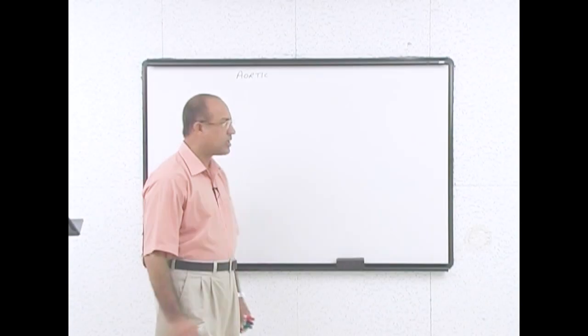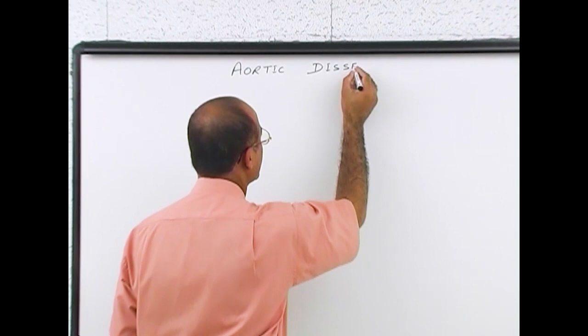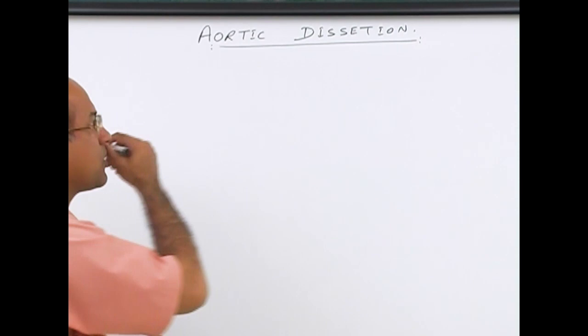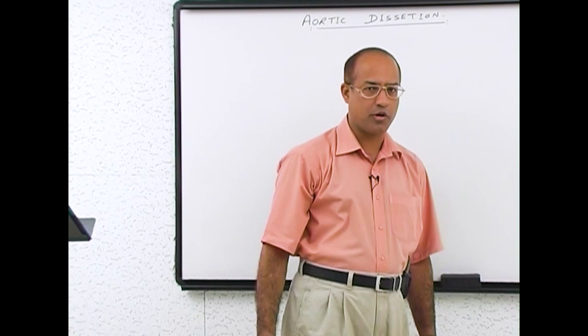Today our discussion is about aortic dissection. So, first of all, the other name for aortic dissection is dissecting hematoma. Dissecting hematoma in aorta. Right? Now we have to see what the concept of aortic dissection is.